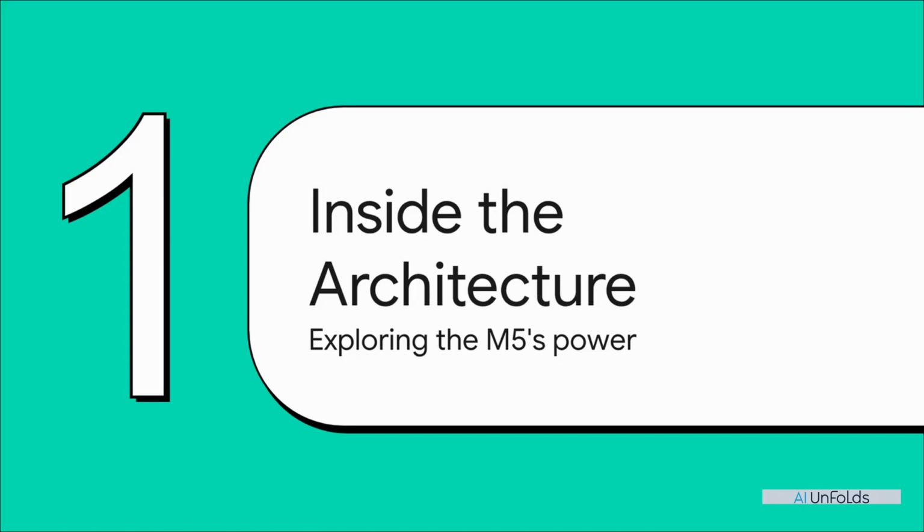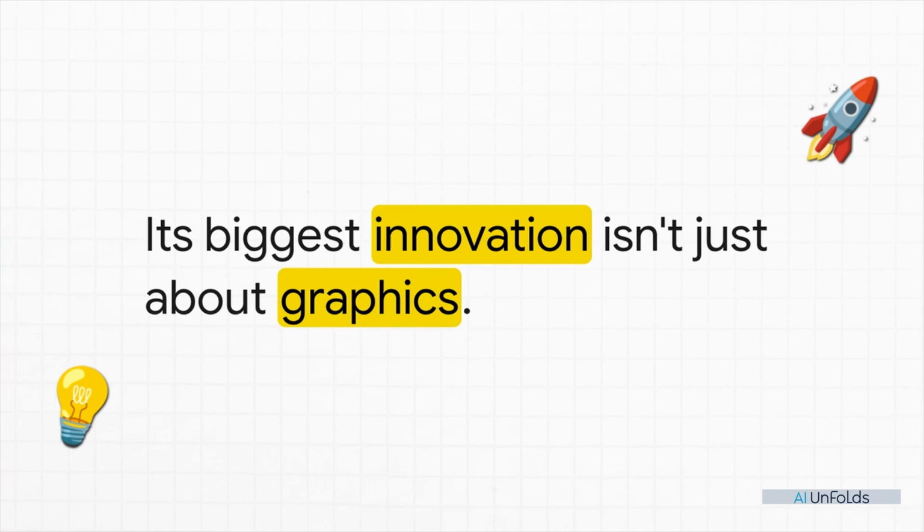Okay, so how on earth did Apple pull this off? Let's peel back the layers and dive into the architecture. This is where we find the real secret sauce, the innovations that make the M5 so completely different from what came before. Now, don't get me wrong, the graphics performance is super impressive, and we'll get to that, I promise. But the real story here, the big game changer, is something else entirely. It's a brand new piece of hardware that's been integrated directly into the graphics pipeline.